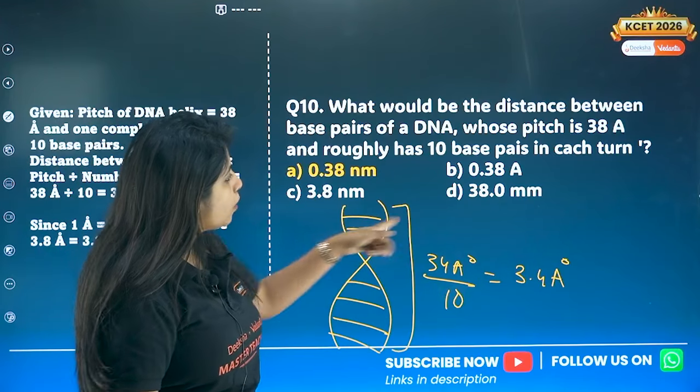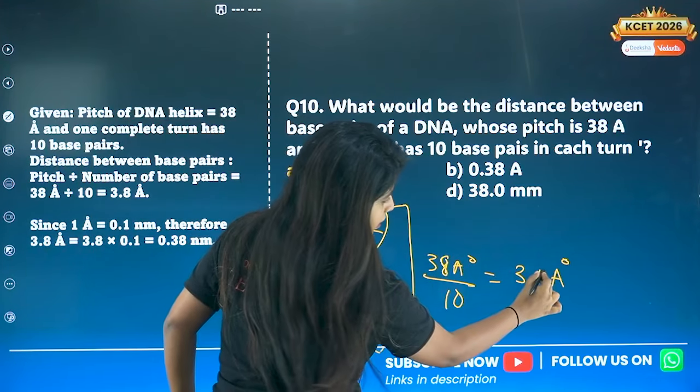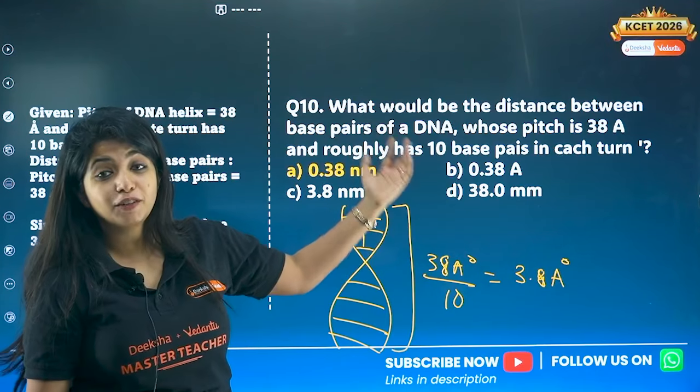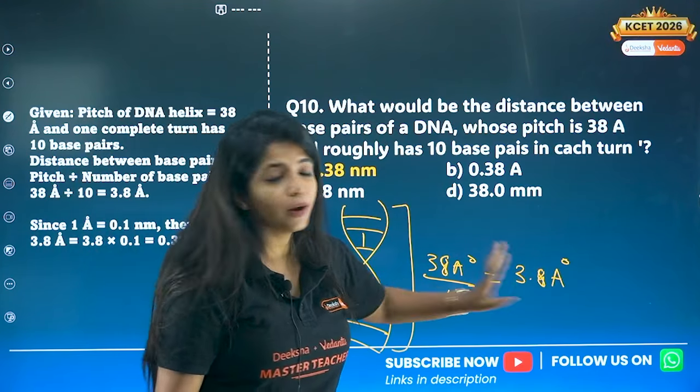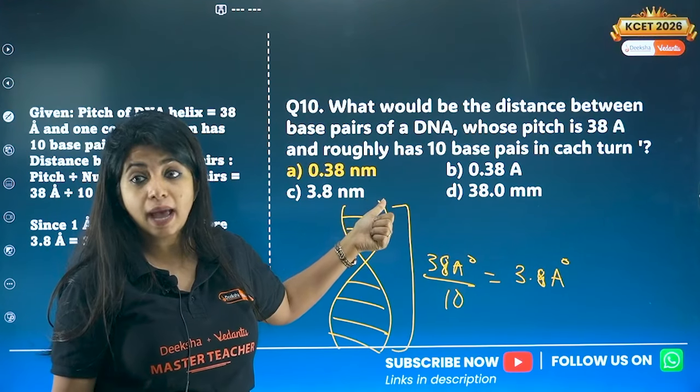But now over here, do I see an option like that? Sorry, 3.8 is given, right? Okay, so that is the general size. 34 is the general size, which is why I thought of it. Anyway, 3.8 Armstrong is there, but do I see any option like that? 3.8 nanometer is there, Armstrong is not there.